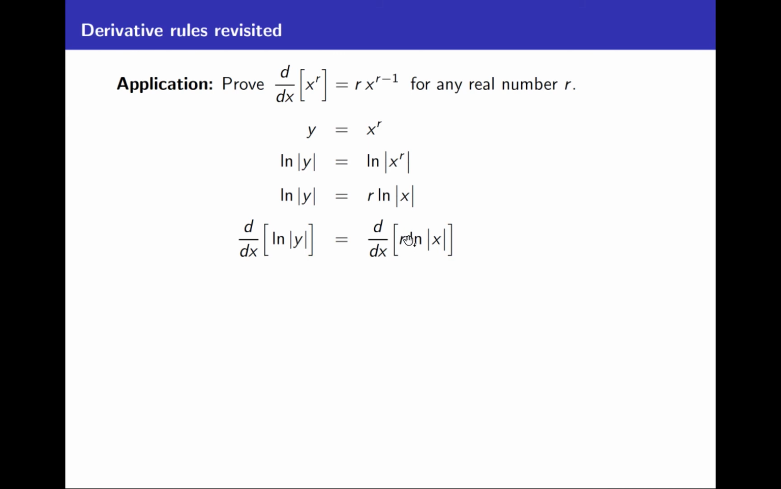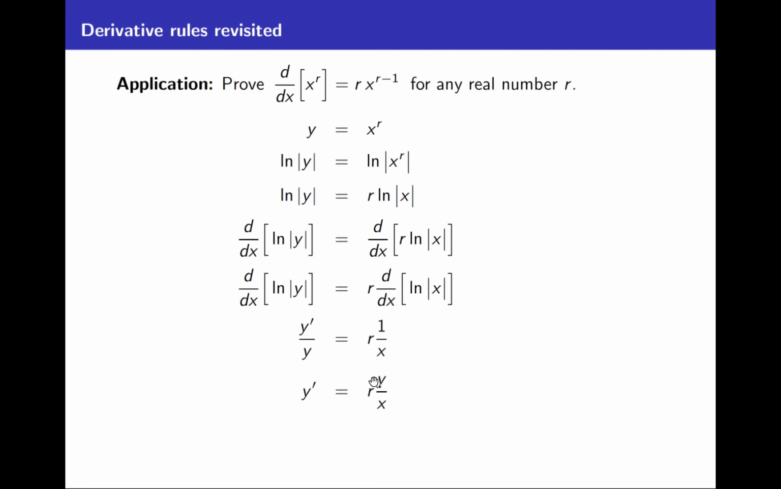At this point on the right, this constant r, by the constant multiple rule, can come out of the derivative. So let's bring it out. And now let's take those derivatives. The derivative of ln of the absolute value of y is, as we know, y prime over y. On the other side, we get r times the derivative of ln of absolute value of x, and that's just r times 1 over x. We're looking for y prime, so we clear out that denominator, multiply both sides by y. We get y prime equals r times y over x.